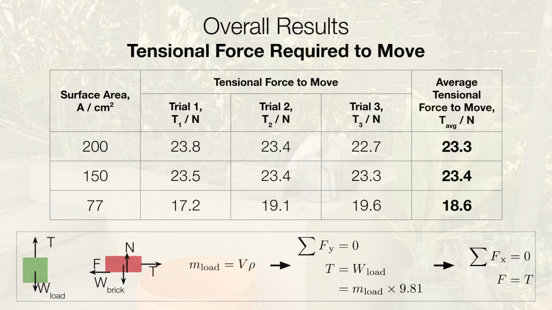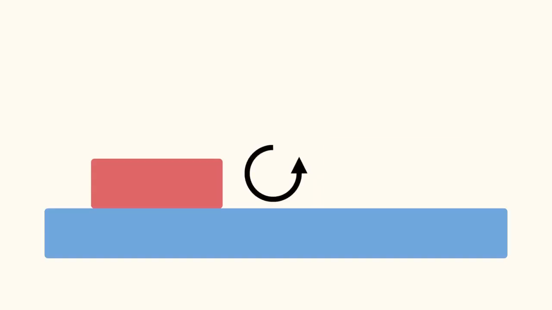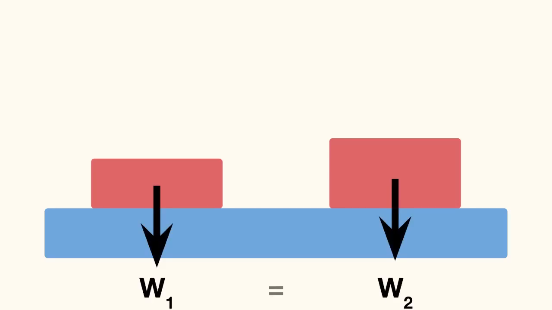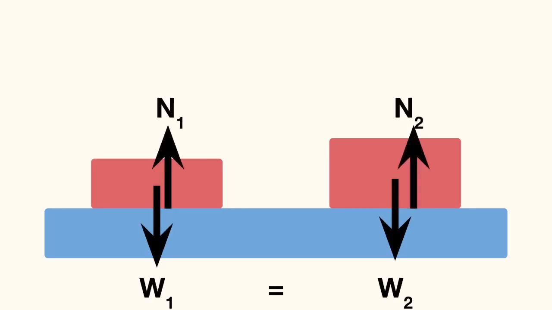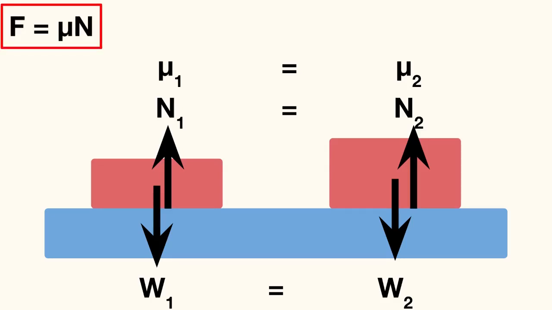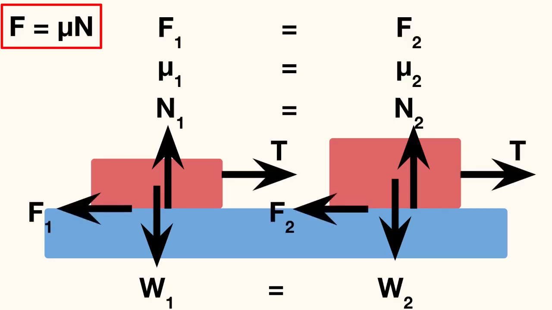So why did this happen? Since we only changed the orientation of the block, the weight of the block remained the same. Hence, the amount of normal force exerted by the concrete onto the brick also remains the same. Likewise, the surfaces themselves do not change, so the coefficient of friction has to remain the same, and according to the equation for static friction, if the normal force remains the same, and the coefficient of friction remains the same, the force of friction must also remain the same.